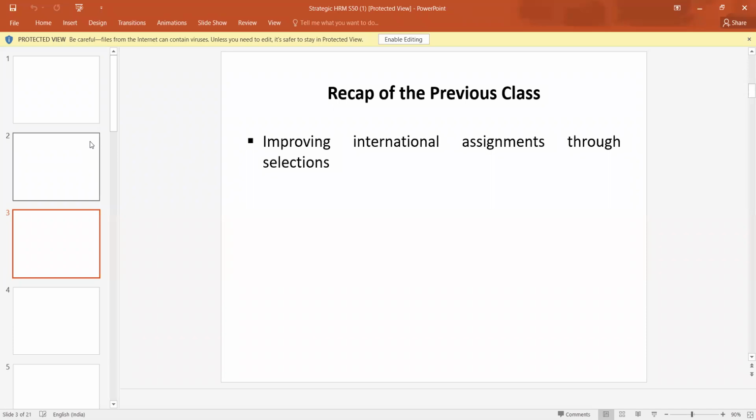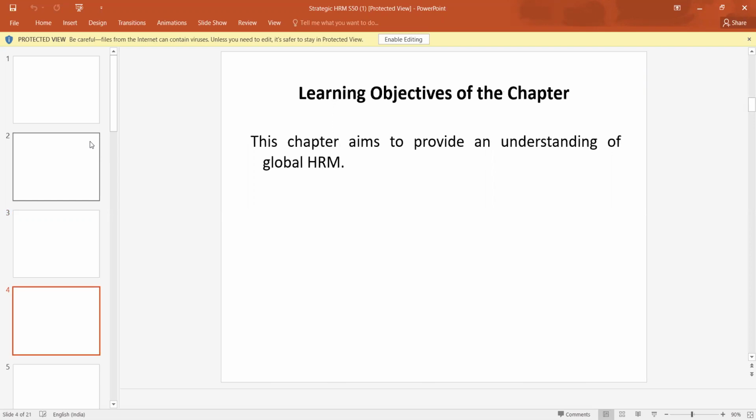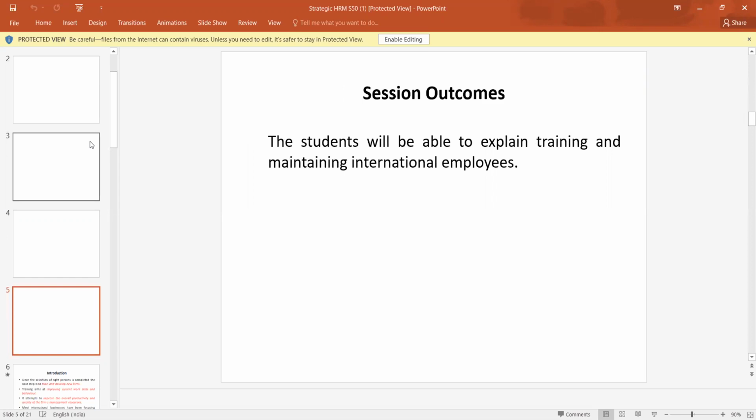Recap of the previous class: improving the international assignments through selection. The learning objective of this chapter is to provide an understanding of global HRM. Session outcome: the student will be able to explain training and maintaining international employees.